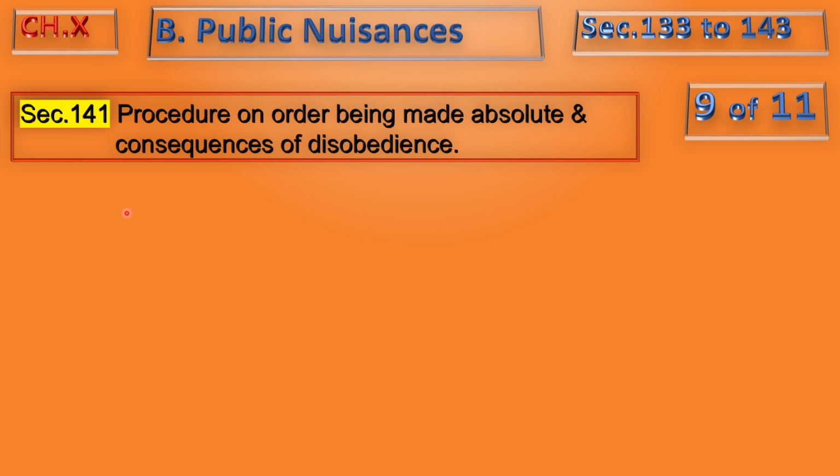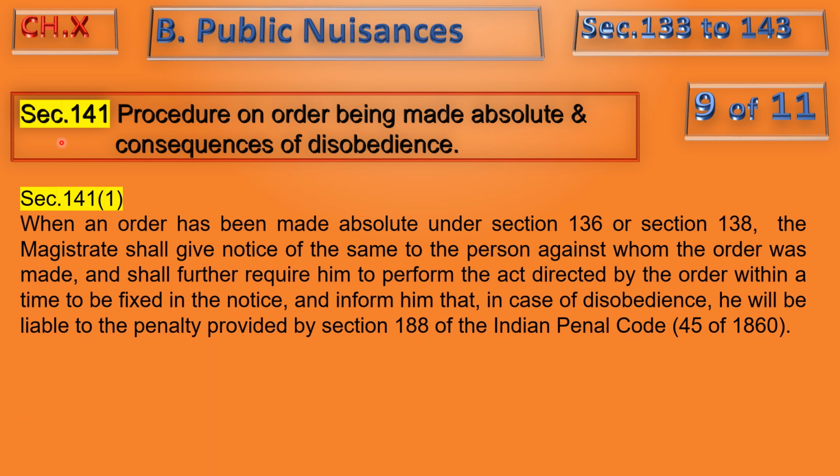Ninth point of public nuisances. Procedure on order being made absolute and consequences of disobedience as per the provision of section 141. Subsection 1 of section 141 says where an order has been made absolute under section 136 or 138 as the case may be, the magistrate shall give notice of the same to the person against whom the order was made and shall further require him to perform the act directed by the order within a time to be fixed in the notice, and inform him that in case of disobedience, he will be liable to the penalty provided by section 188 of Indian Penal Code.